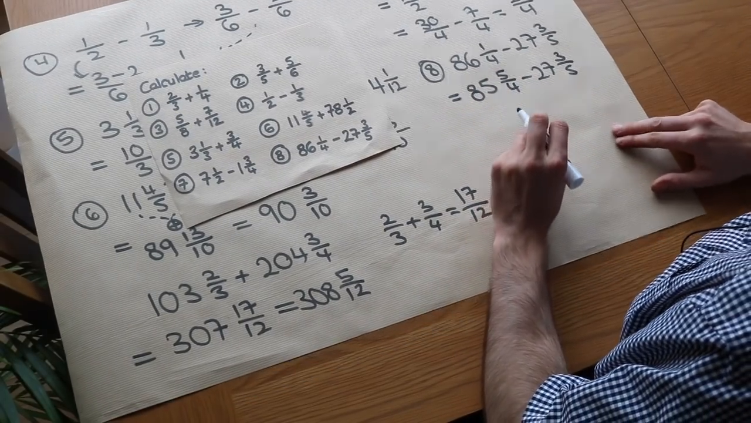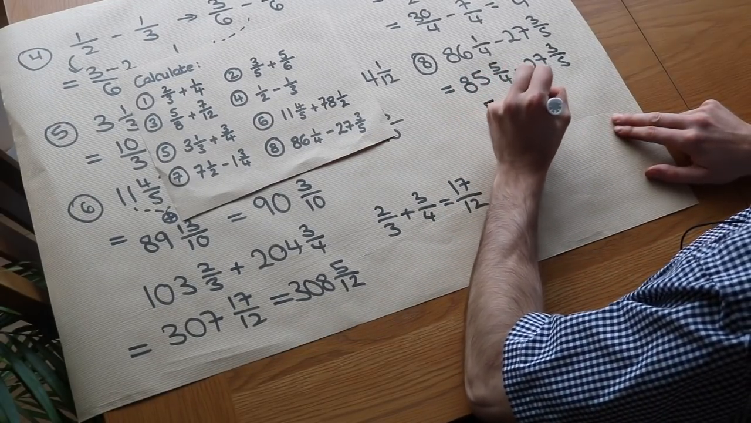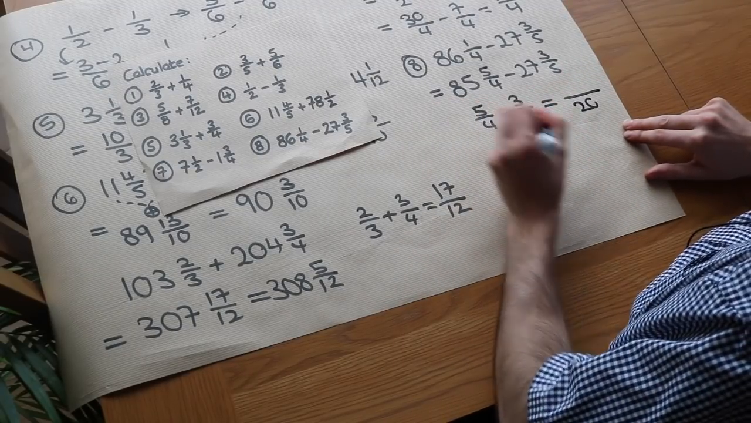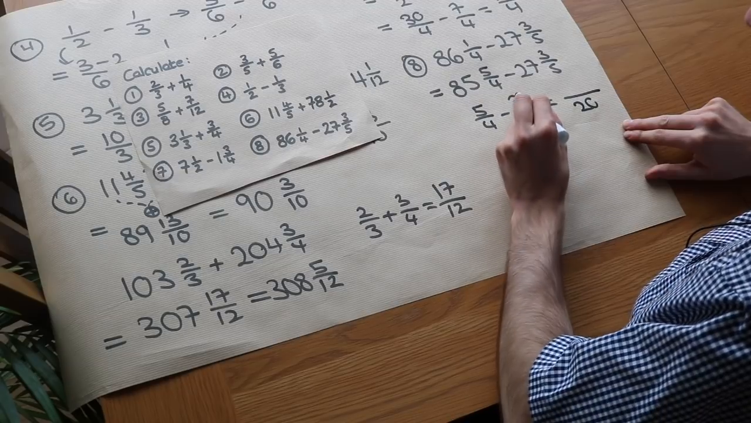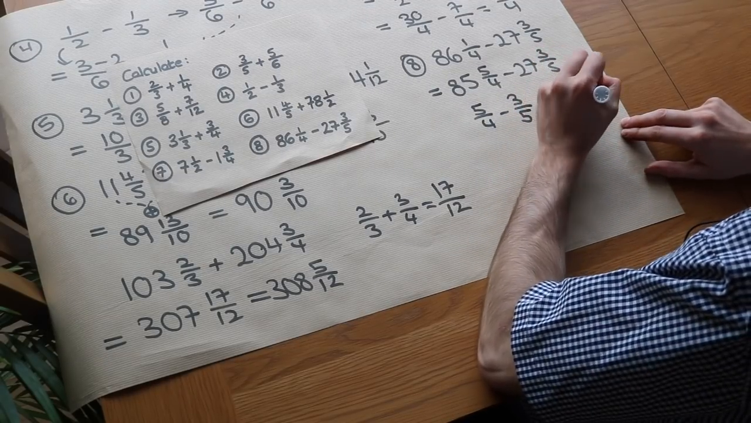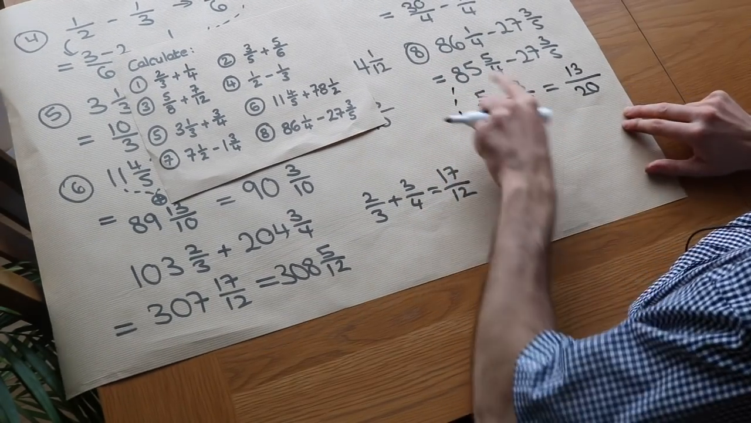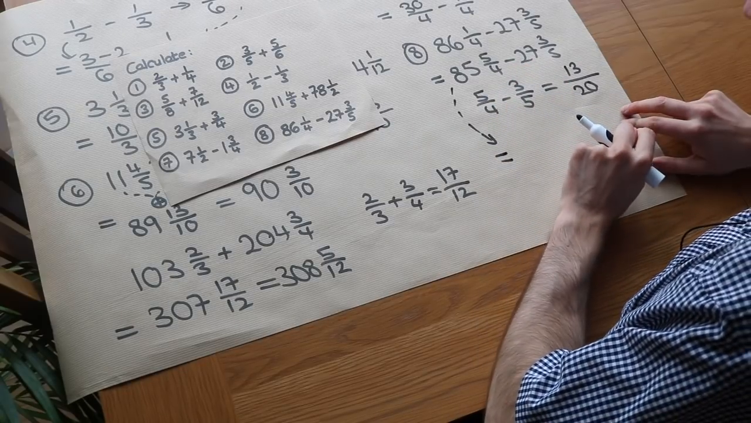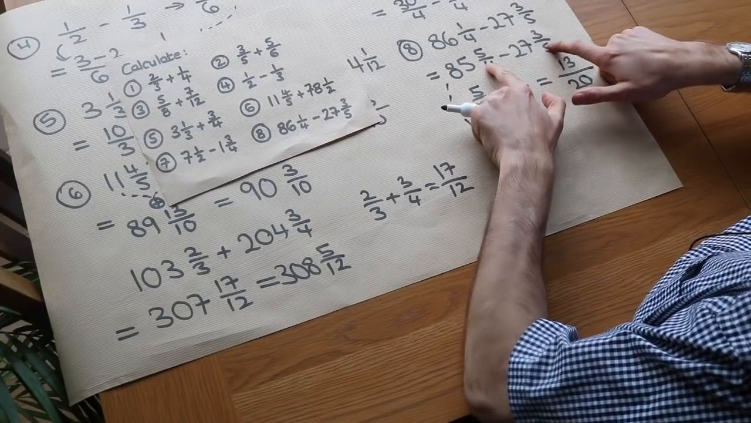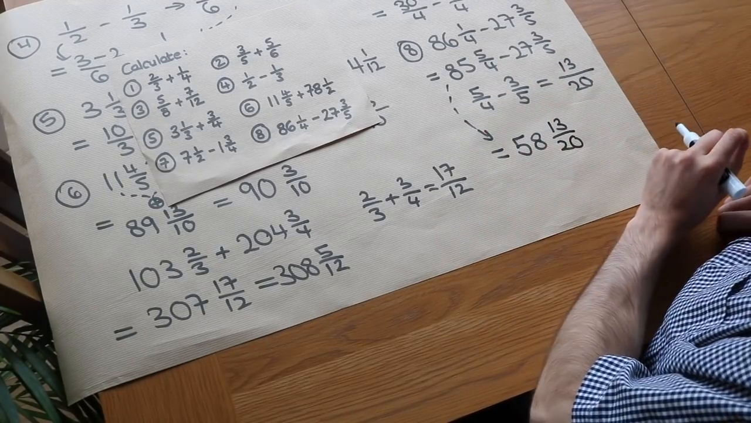And now it's a bit easier because I can do 5/4 minus 3/5 separately. We can do the quick way. 4 times 5 is 20. 5 times 5 is 25. Minus 3 times 4 is 12, 25 minus 12 is 13, so I have 13/20. So this here becomes, well, 85 minus 27 is 58, and then we worked out the fractional part subtracted was 13/20, and we've got our final answer.